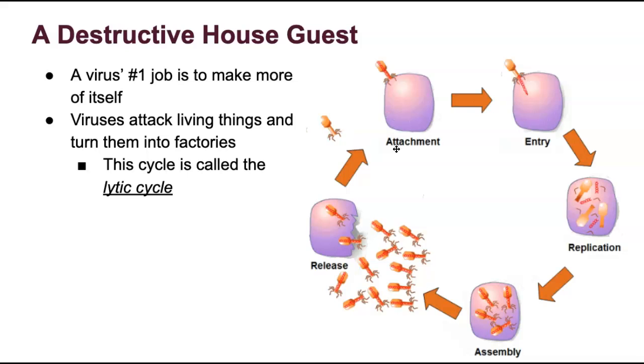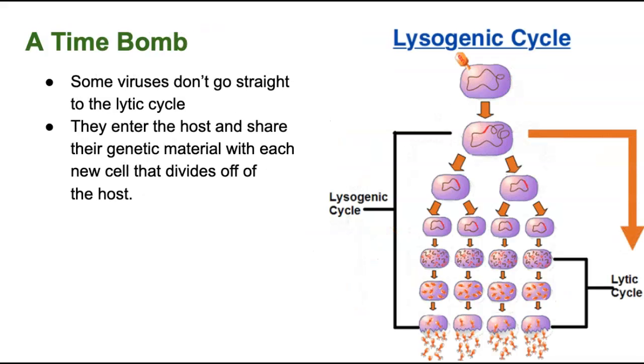So it starts with the virus attaching to the host cell. It has that protein coat that allows it to get in. And then once it's in, it replicates. It creates more of its genetic material. Then it assembles that genetic material with a new protein coat. And unfortunately, it usually kills the cell when all those new viruses get out.